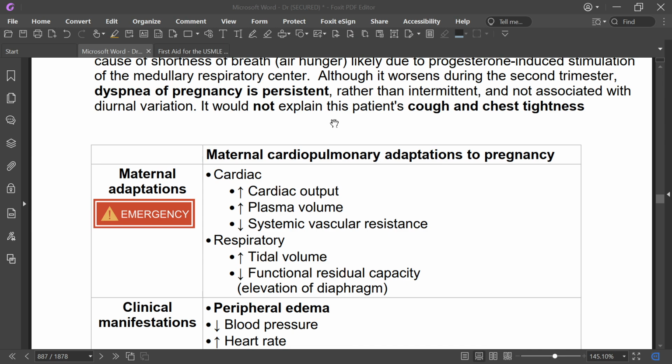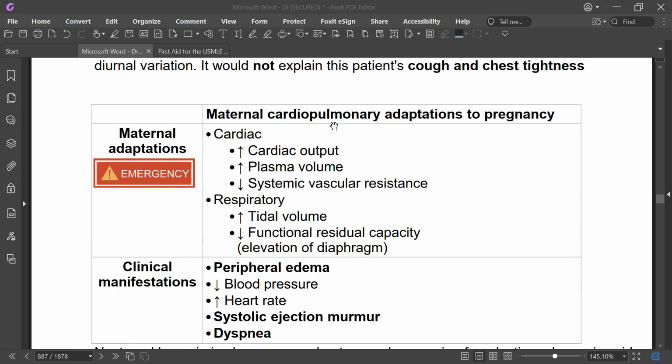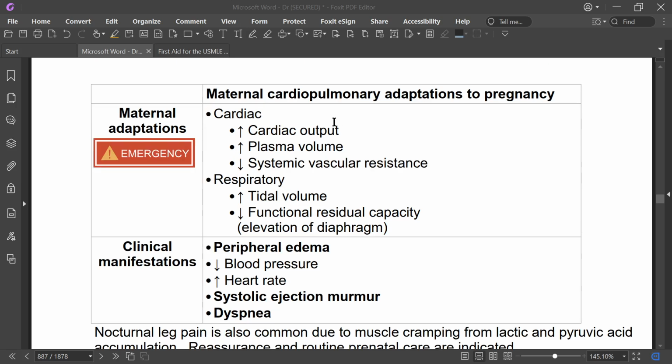Maternal cardiopulmonary adaptation to pregnancy. Cardiac: increased cardiac output, increased plasma volume, and decreased systemic vascular resistance. In respiratory, there is increased tidal volume and decreased functional residual capacity. As there is elevation of the diaphragm, functional residual capacity would be decreased.